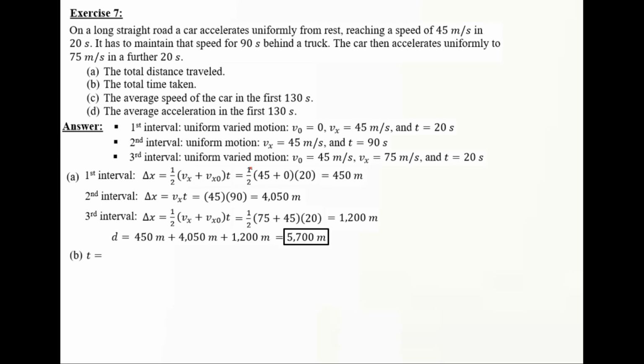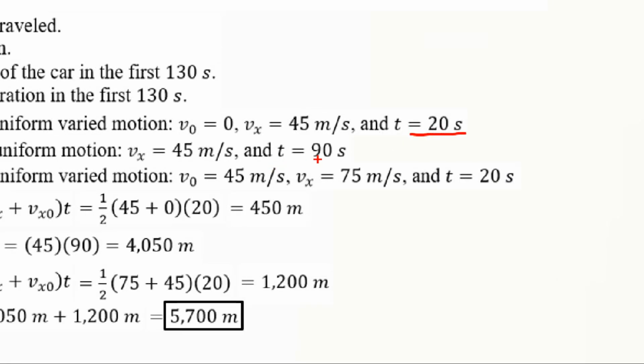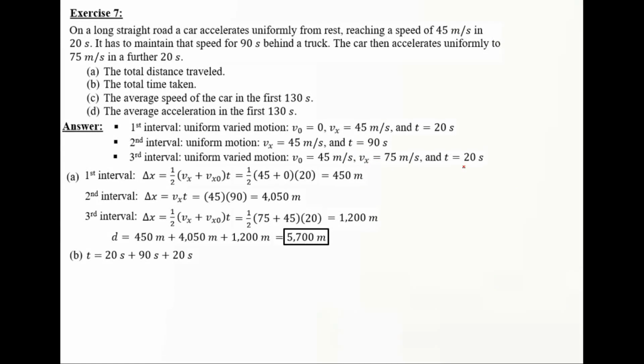Now what about the total time taken? So we simply add the time for each phase, and that would be 130 seconds. Now the average speed would be the distance over the time. We have the distance, we have the time, and that would be 43.85 meters per second.